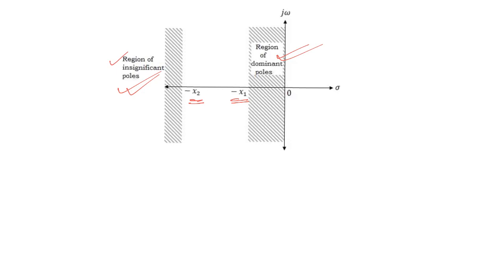The magnitude of x2 should be at least 5 to 10 times the magnitude of x1. So for a system, let us say there are poles in the dominant pole region and there are poles in the insignificant pole region. Then this is called the insignificant pole, and this is called the dominant pole.